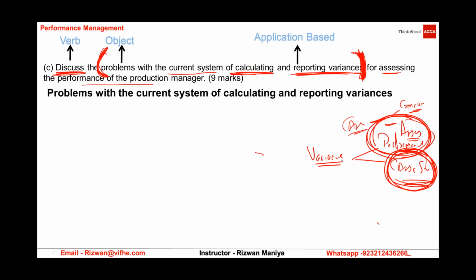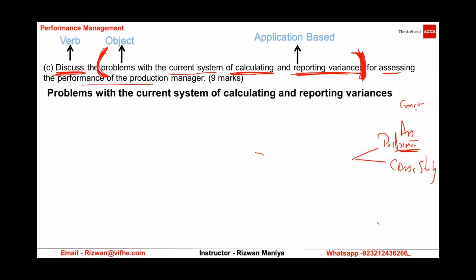But recently what I've seen, examiners have changed a bit and have started asking something different as well. So this is the different part that I just mentioned. I hope this is clear. This is a secret that I just told you. There are two possibilities that can come in the examination as far as the theory is concerned. The common is assessing the manager's performance, and the uncommon is the one that you can see something like this.